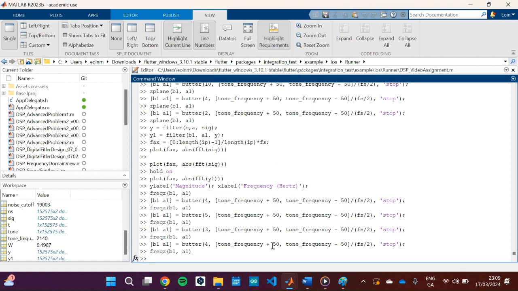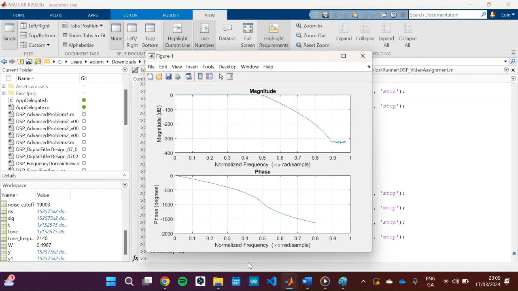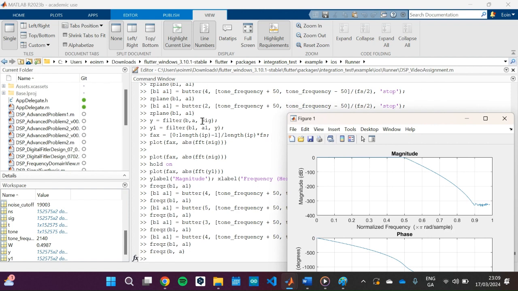Now, okay. I think I'll get the frequency response of the B and A coefficients used in the last part and this part. Okay. Oh, I've done something wrong. Just gonna double check. No. Yeah, because it's saying alright.